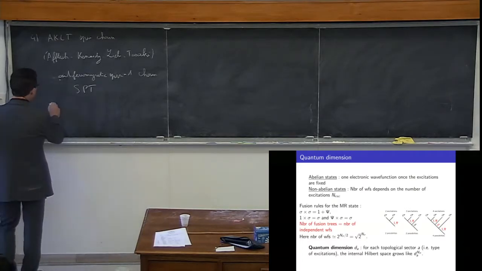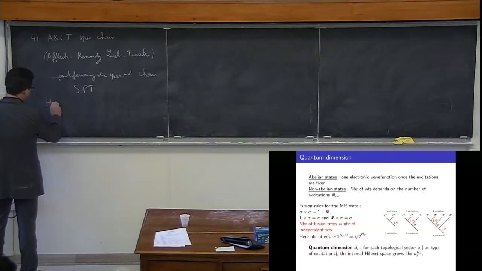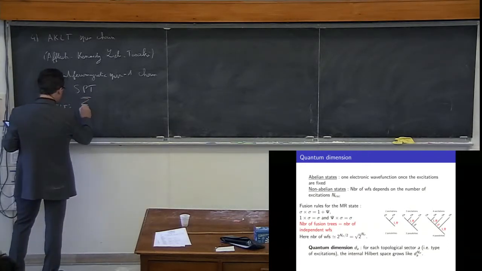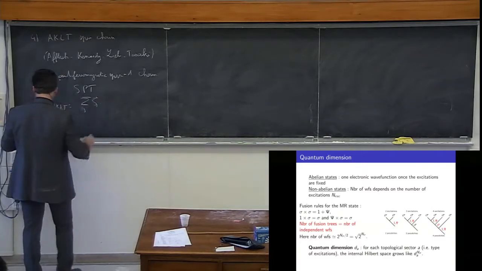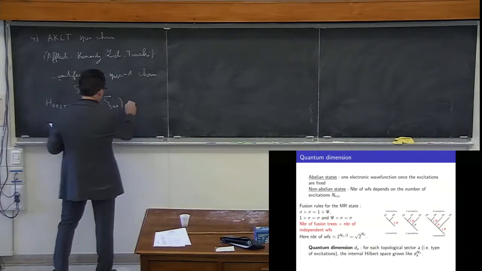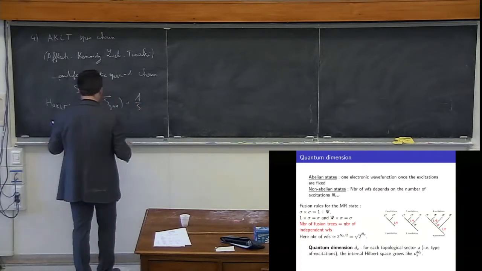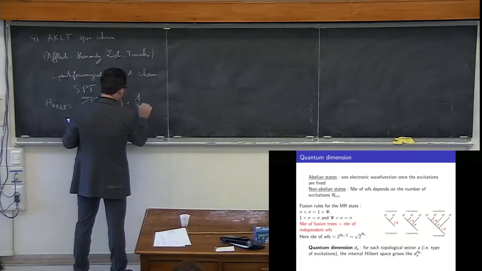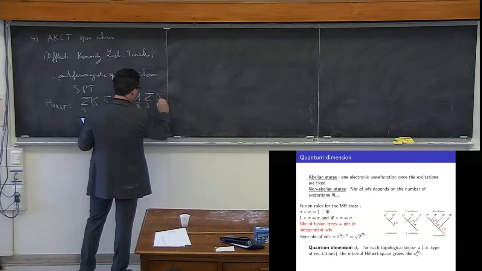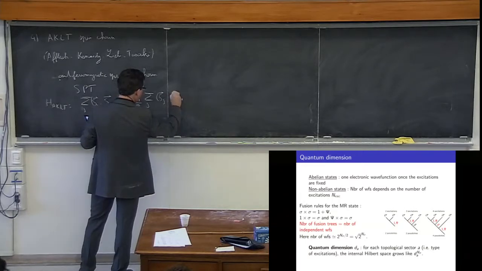And if you focus on the AKLT, you can write down the AKLT Hamiltonian, which is the sum of the usual Heisenberg Hamiltonian, S_j dot S_j+1. And you also have a quadratic term, 1/3 of the sum over j, of (S_j dot S_j+1) squared.